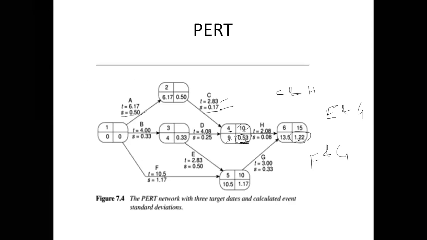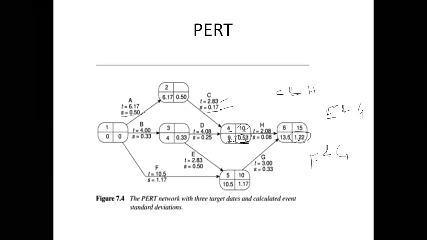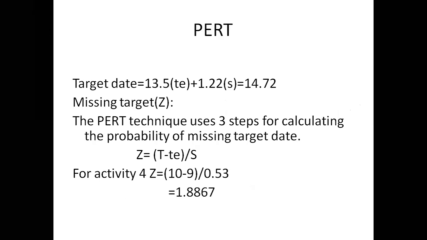We already calculated the T value from the starting table, so we write it here. Now adding the T value and the standard deviation, we get the target value, which we write here. Okay. So 9 plus 0.53 is about 10, and 13.5 plus 1.22 is 14 point something. We are writing 15 here. That is the target date. Okay, clear?